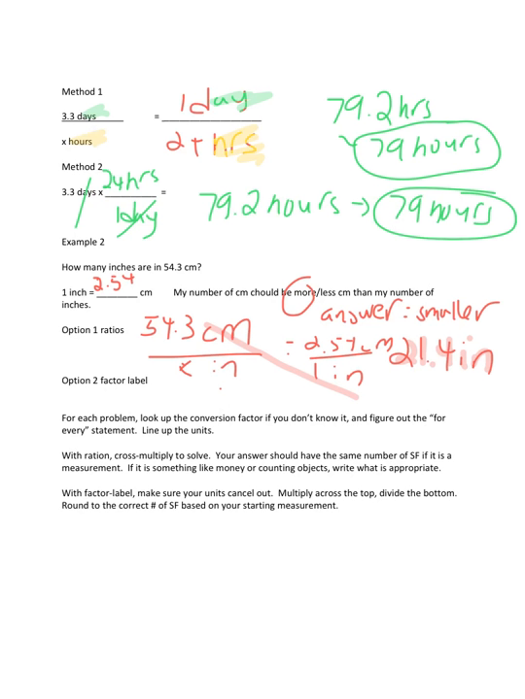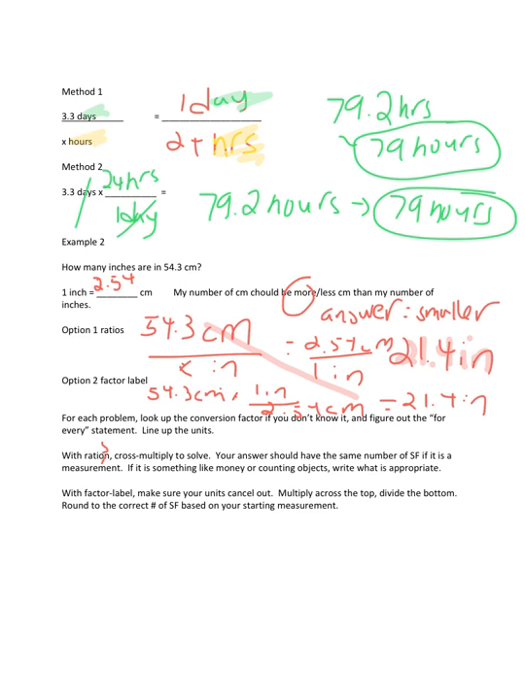Option number 2, I would write this as 54.3 centimeters. Multiply this by 1 inch over 2.54 centimeters. Still doing the same thing in my calculator, still rounding to the same 21.4 inches. Okay, so whoops, autocorrect. This should say with ratios. Sorry about that.